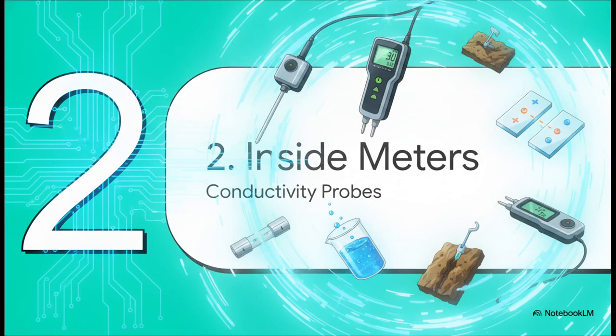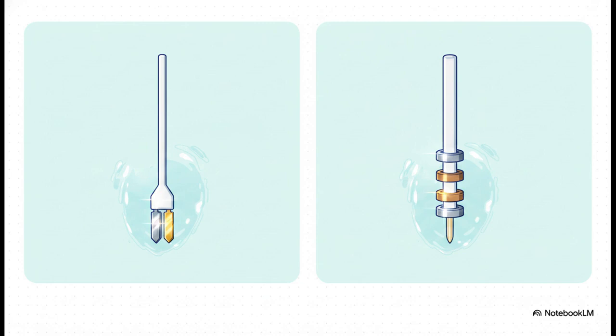Section 2. Inside conductivity meters. Okay, let's see how these microscopic principles are actually built into the physical hardware we use in the lab. We basically have two main approaches to sensor design here. First, there's the amperometric, or two-electrode system.